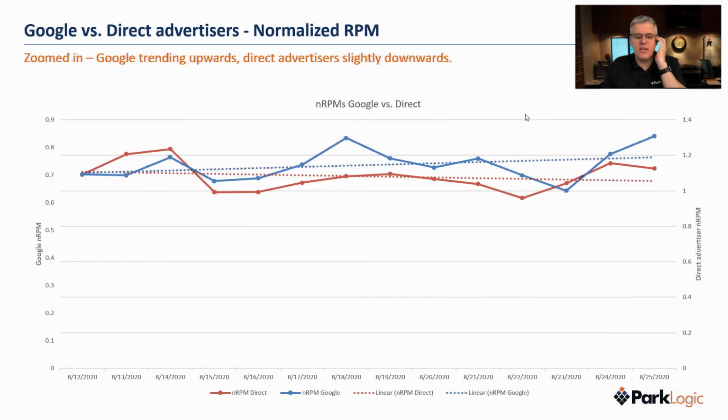All right, this is zoomed in on the last 2 weeks, and you can see there's a slight upward trend still for Google, which is what we'd expect, because that's what we saw in the curve, and the direct advertisers a slightly downward trend. I even thought of just having the trend lines here versus the other data points, but maybe I can do that another time.